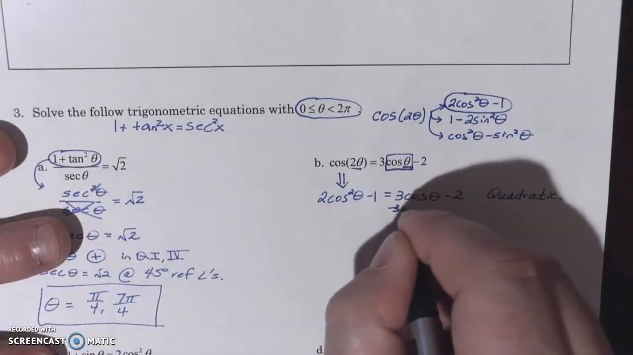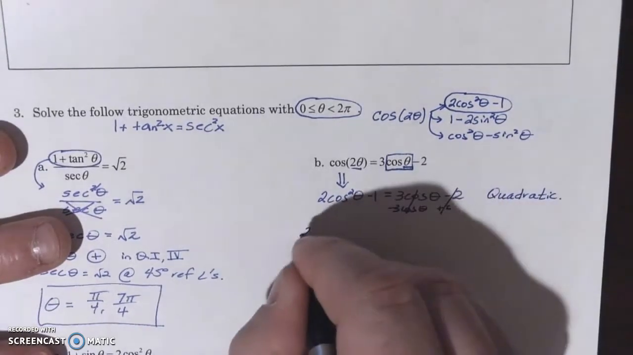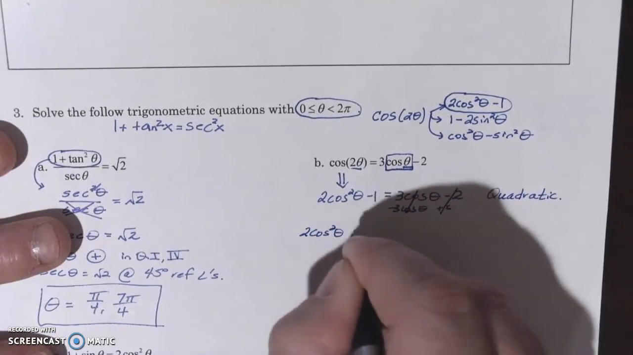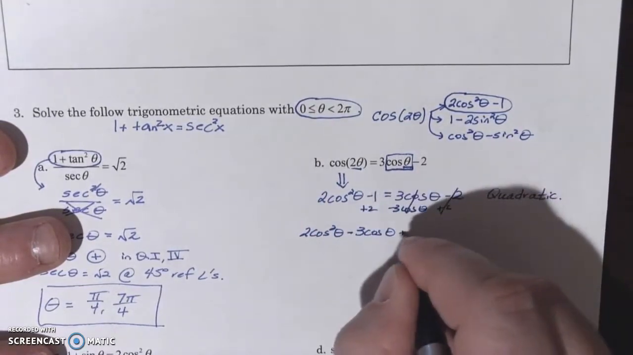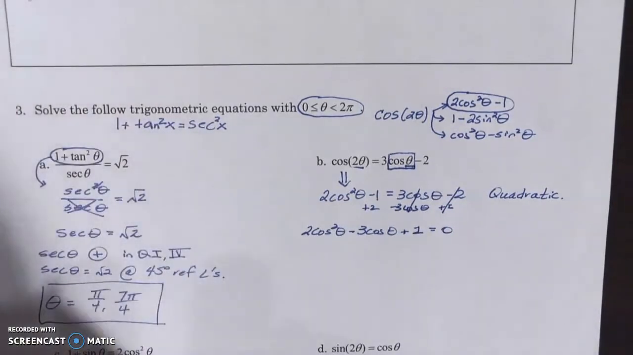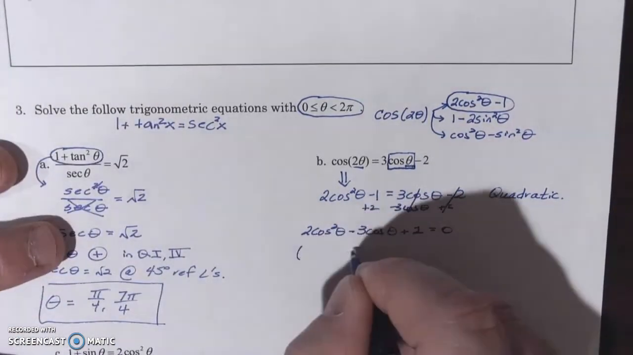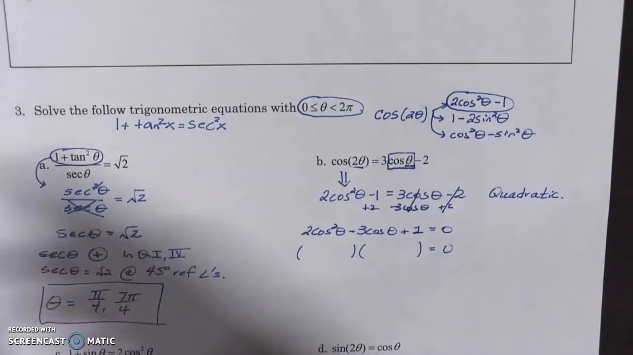So I'm going to subtract 3 cosine theta from both sides. I'm going to add 2 to both sides. So I'll get 2 cosine squared theta minus 3 cosine theta. The minus 1 and the plus 2 combined to be plus 1. That's going to equal 0. Hopefully that's factorable. If it's not, we'd have to use the quadratic formula. You can always use the quadratic formula if you really would like.